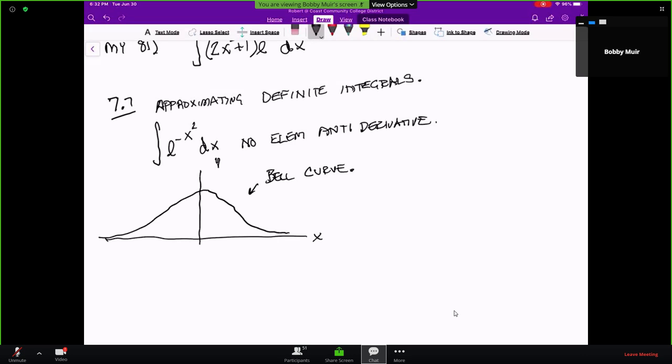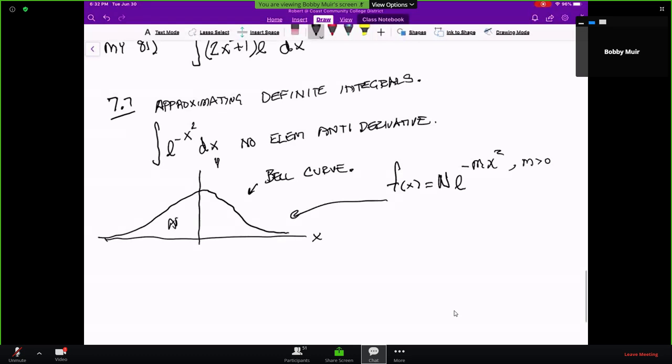Okay, now this function, what happens is it gets scaled a little bit where you put some number in front of this thing and then you put some other number up here where, you know, the M is positive, and you scale it to where the area under the curve is equal to 1. Okay.